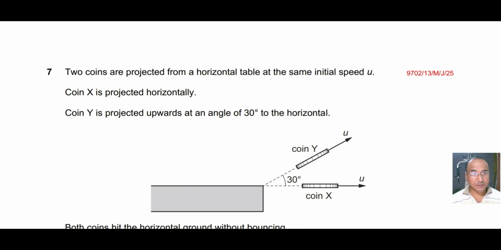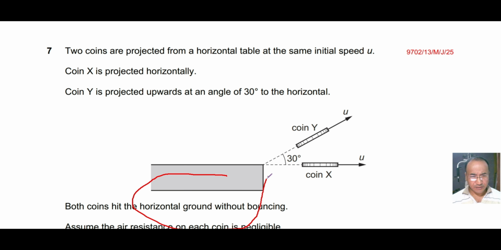Same initial speed. So something like this. This is the edge of the table, and this is the manner of throwing the coin. One is like this, and one is like this.